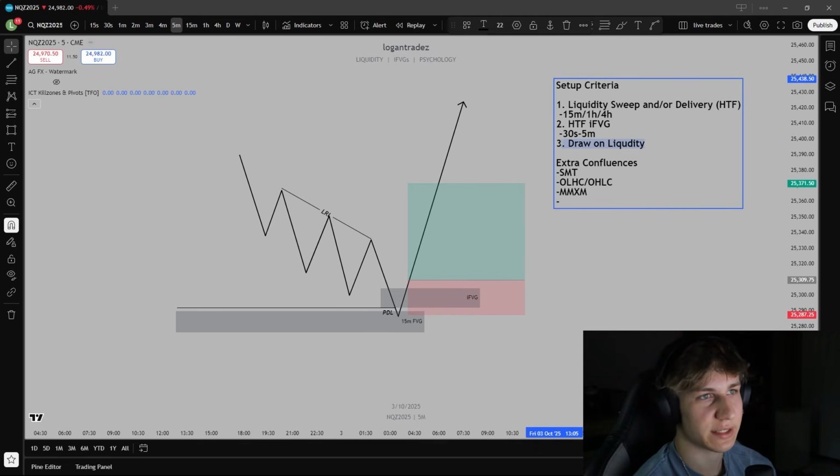to go with your bias, because that'll be based on your draw on liquidity. My bias is always based on my draw. If my draw is higher, then I'm bullish. If my draw is lower, then I'm bearish.